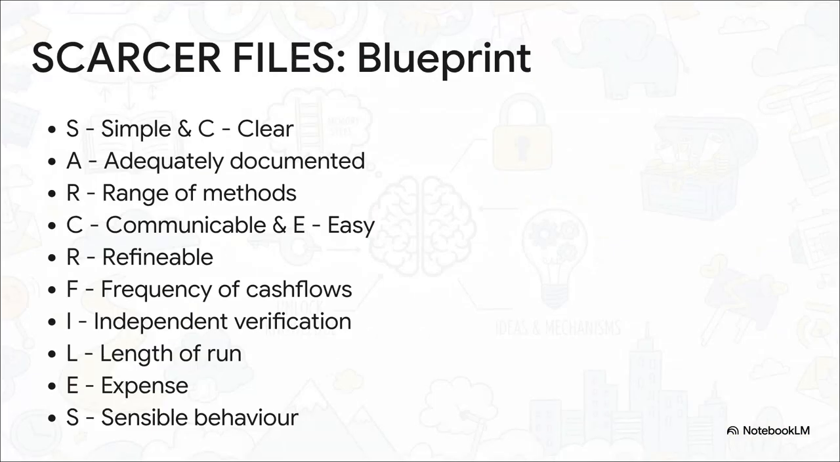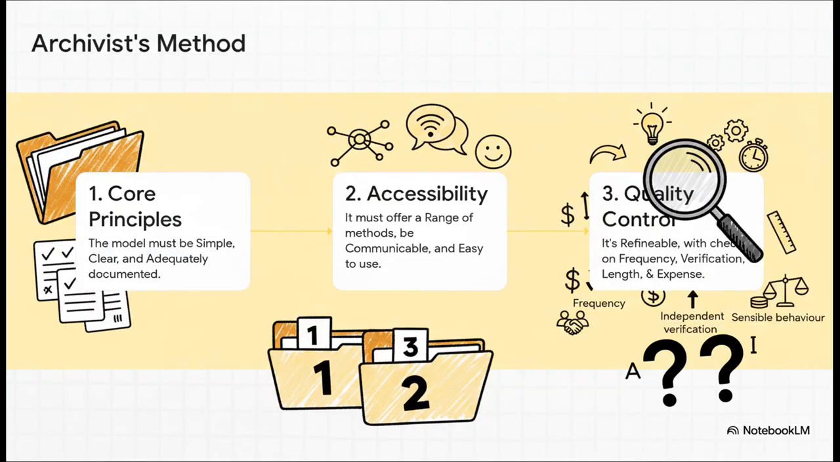Now this one is a bit of a monster, 12 letters. So let's not get overwhelmed. A good model blueprint needs to be simple, clear, and adequately documented. It needs to support a range of methods, be communicable, and easy to understand. It also has to be refinable. Then you have to think about the frequency of cash flows, the independent verification, consider the length of the run and the expense, and finally, it has to show sensible joint behavior. Phew, that's a lot, I know. So how on earth do we remember all that?